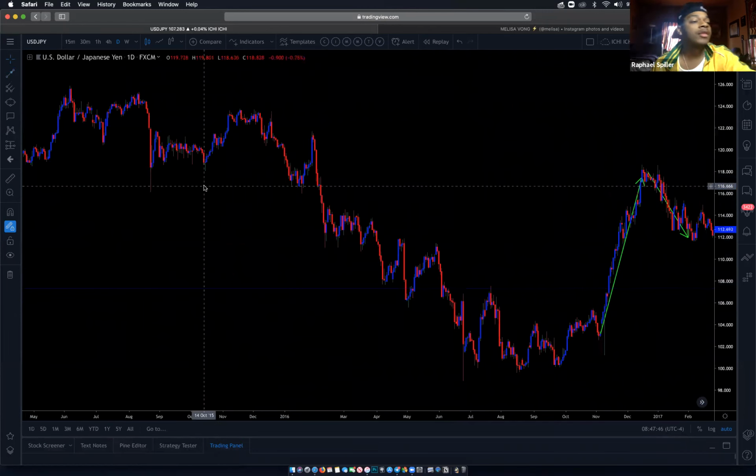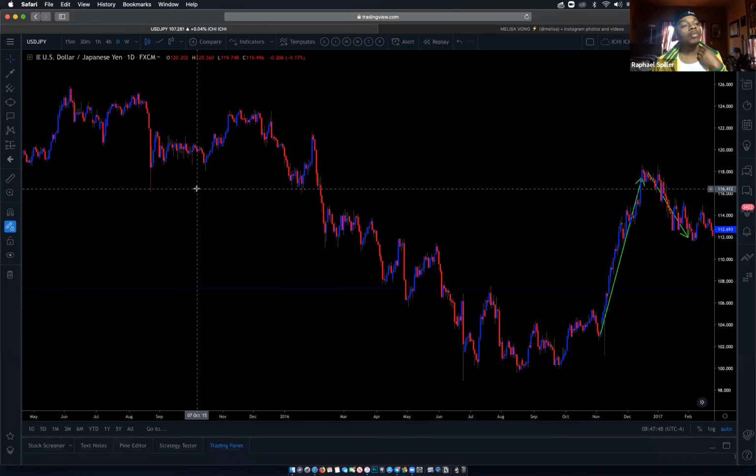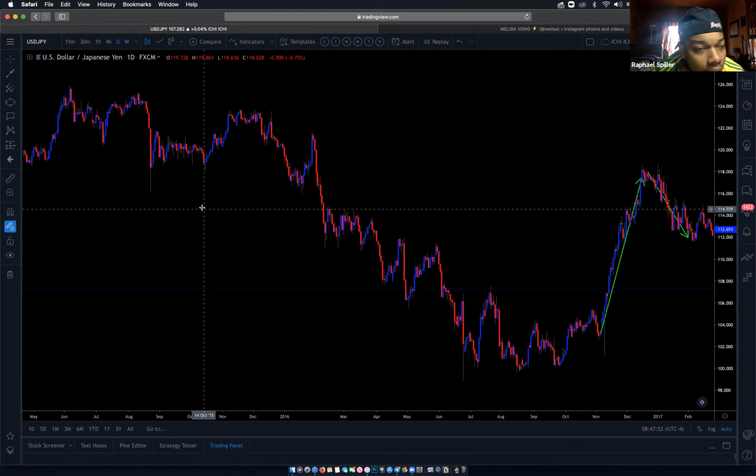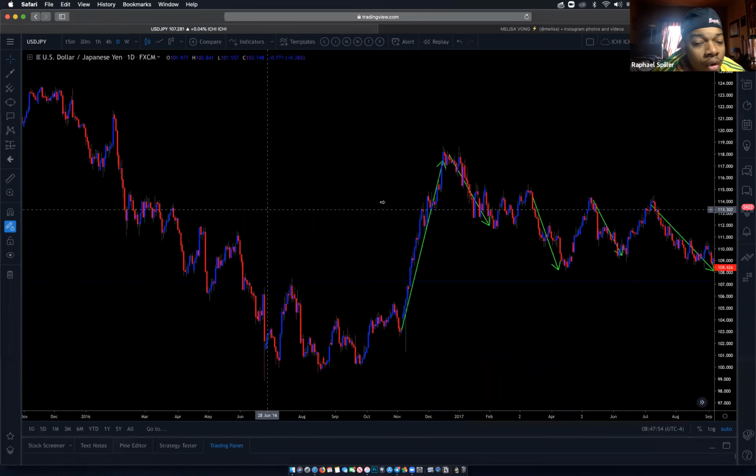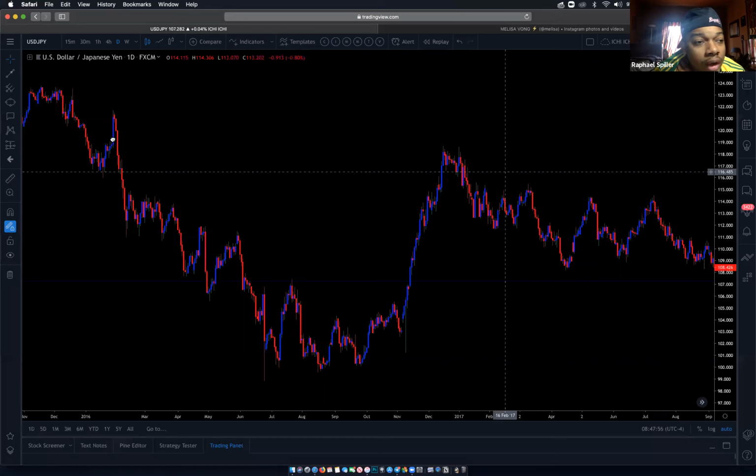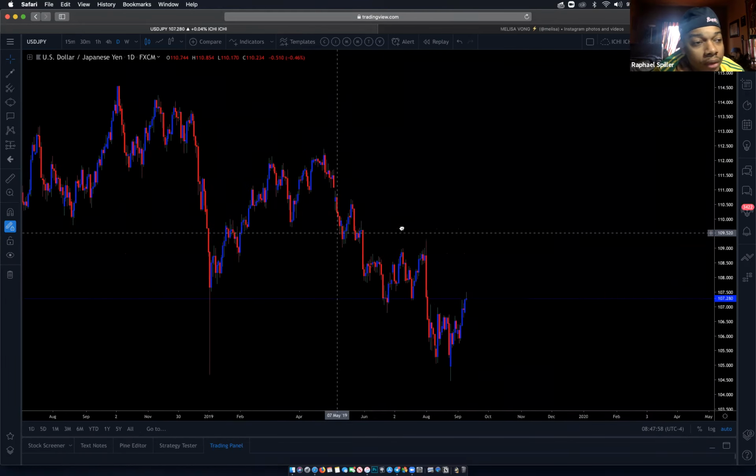Just identify them on the chart. Do that as your homework. How do you know the impulse is finished and won't continue? How you know if it's finished is when it starts correcting, when it starts pulling back.